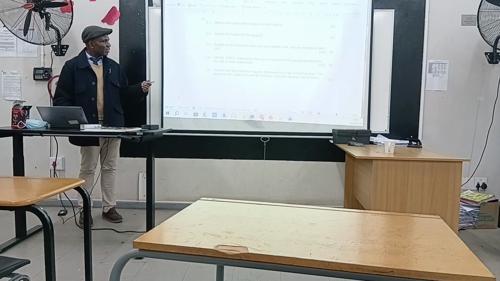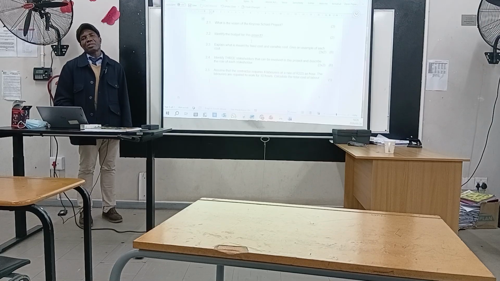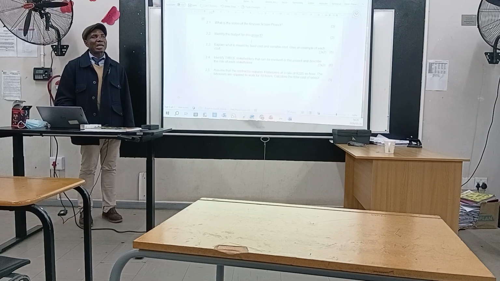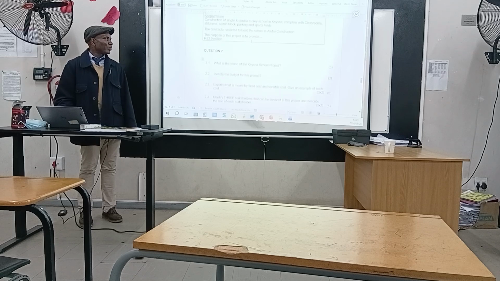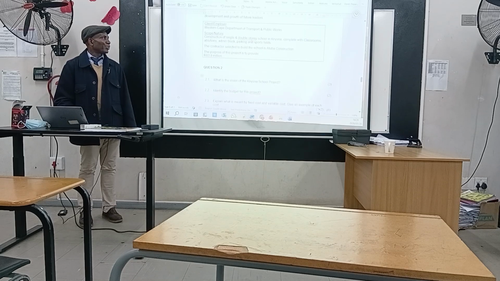Then they said 2.4, identify three stakeholders that can be involved in this project and describe the role of each stakeholder. So when you look at the case study, you should be able to identify correctly three types of stakeholders that could be involved in the project. Obviously, for the fact that it's a school being built in the Western Cape, the Western Cape Department of Education is involved or could be taken as one of the stakeholders there.